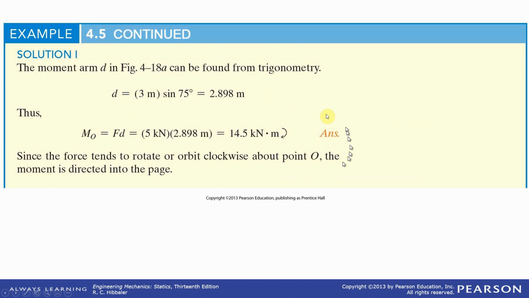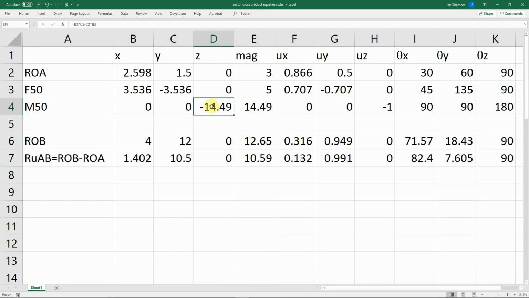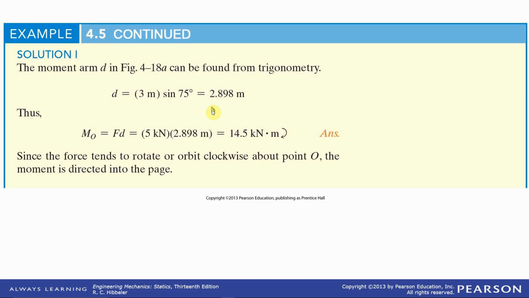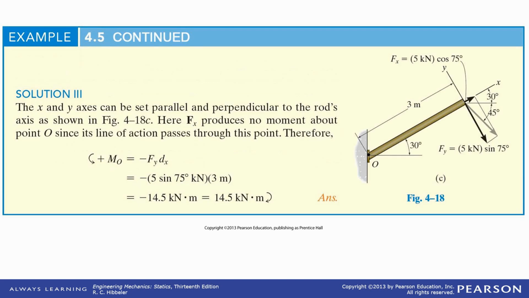And this in the book gives you the identical answer: 14.5 kilonewton meters clockwise, negative. Did we get negative in the Excel spreadsheet? We got negative in the Excel spreadsheet. Yeah, same thing.